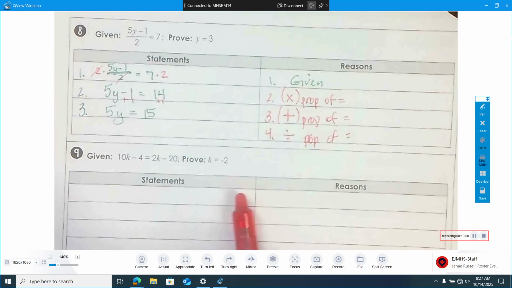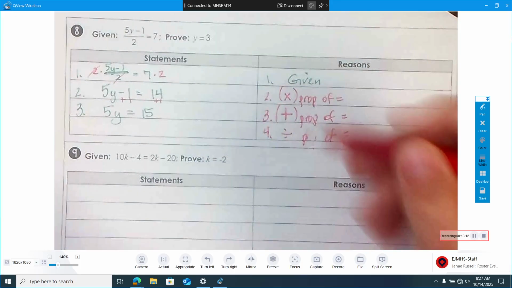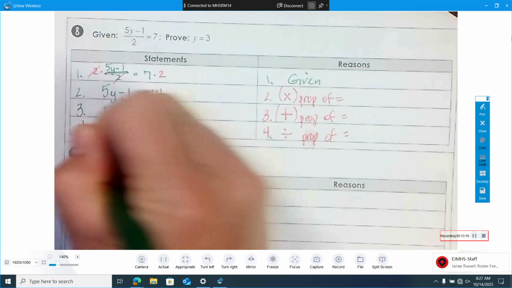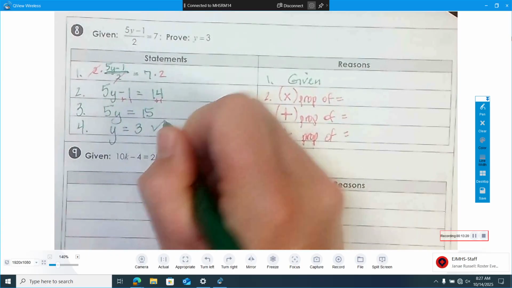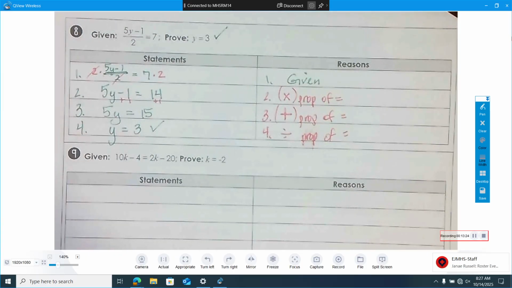Division poop. That's what I wrote. Division poop. Yeah. All right. So we would divide both sides by 5, and we get y equals 3. Do our proof statements match exactly? Yes, they do. Okay.